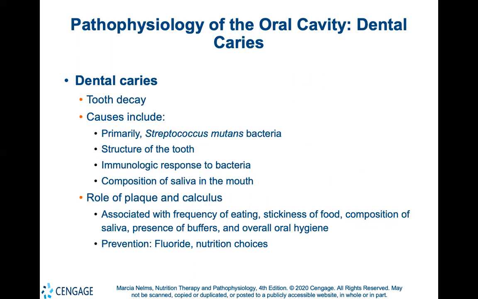It is currently understood that several different types of bacteria commonly found in the mouth, including Streptococcus mutans, colonize the surface of the tooth to form a substance called plaque. Plaque that adheres to the teeth and is not removed will mineralize into tartar or calculus. Factors that contribute to the development of caries and plaque include frequency of eating, stickiness of the food, composition of saliva, presence of buffers, lack of access to preventive dental care, and overall oral hygiene.